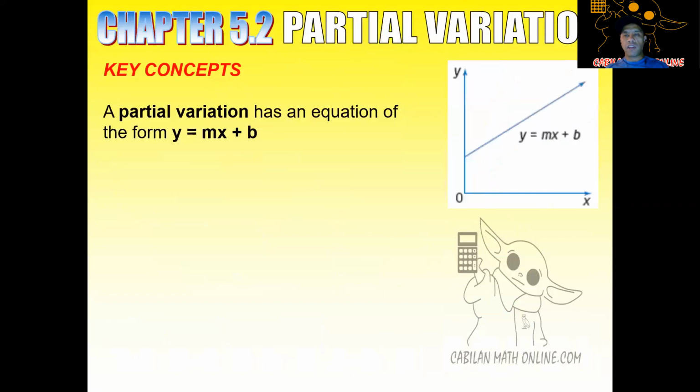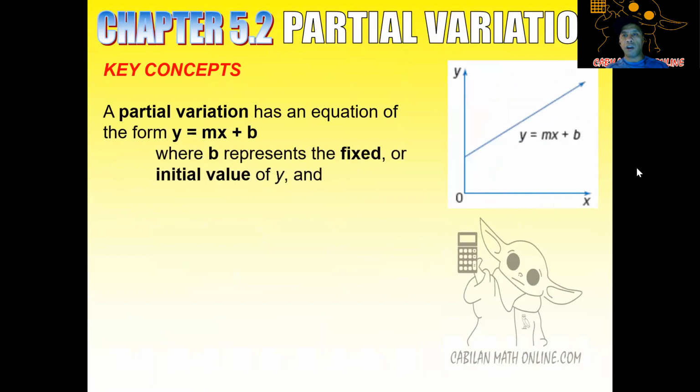All right, so what is partial variation? Well, all equations that are partial variation are in the form of y equals mx plus b. Notice they have a couple of things in common with the last lesson: there's a y and there's an x. But there are two different letters here, the m and the b, and I'm going to explain that in just a moment. Now, the b is the big difference because this was not present in the last formula that we saw with direct variation. And what the b represents is what's called the fixed or initial value.